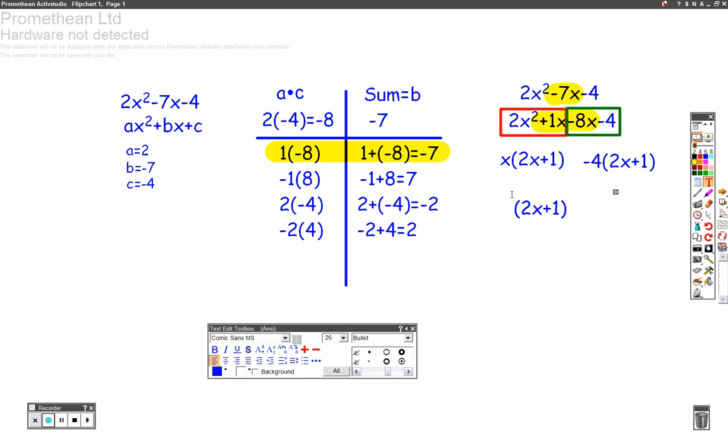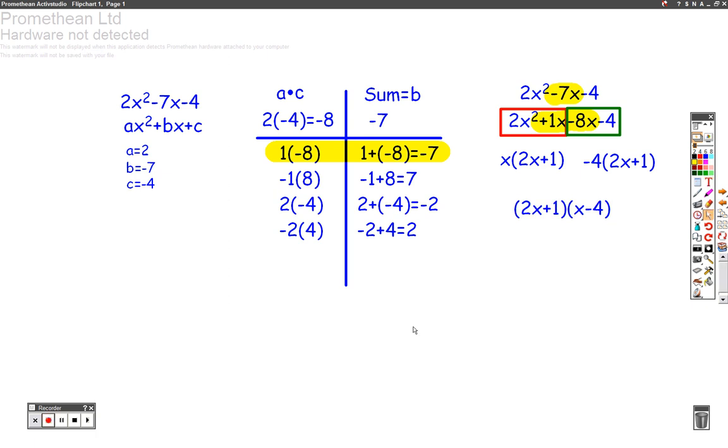And what am I left over with? An x minus 4. And this will work for you each and every time you have to factor.